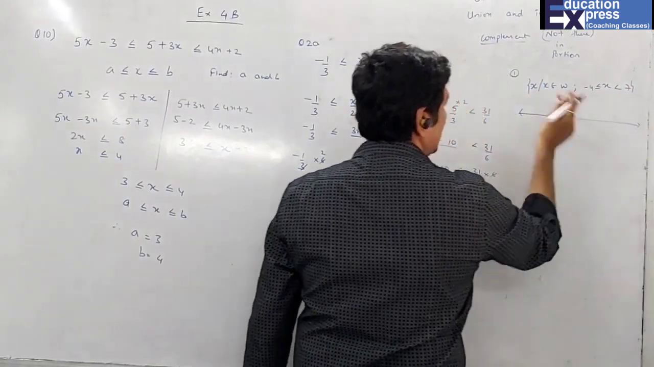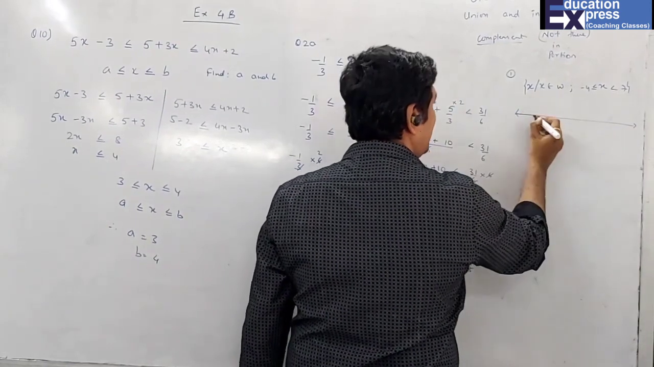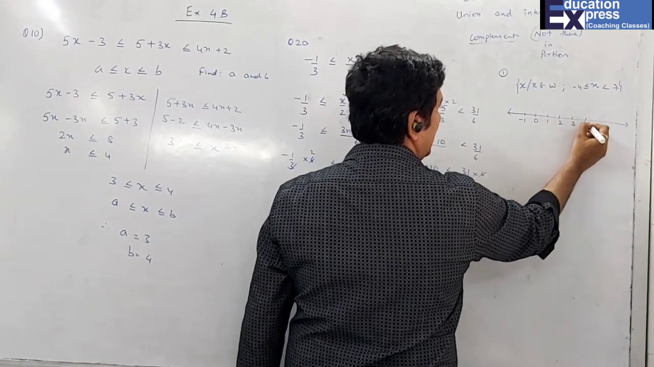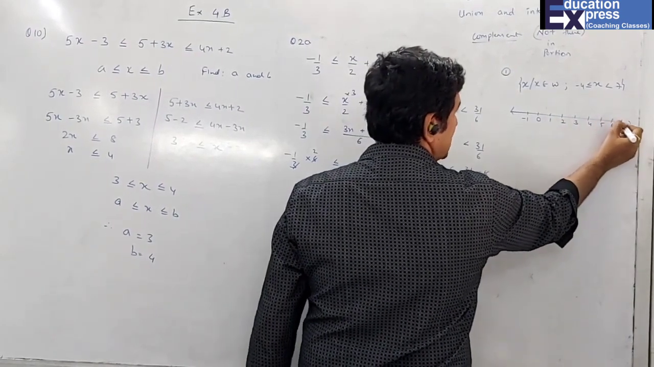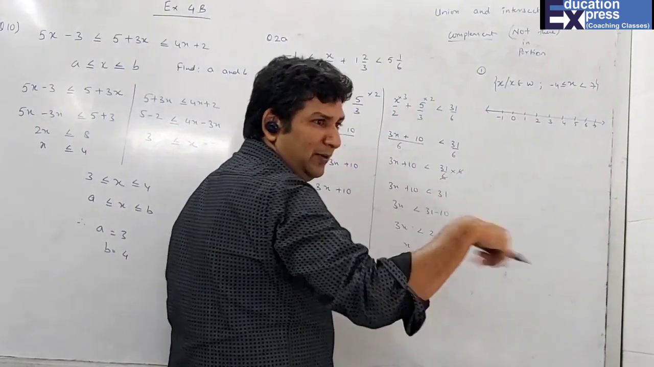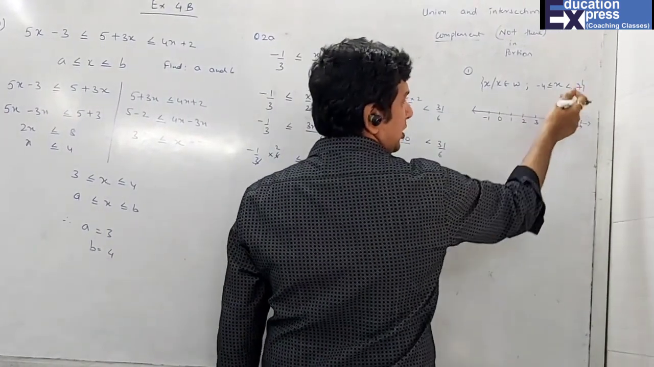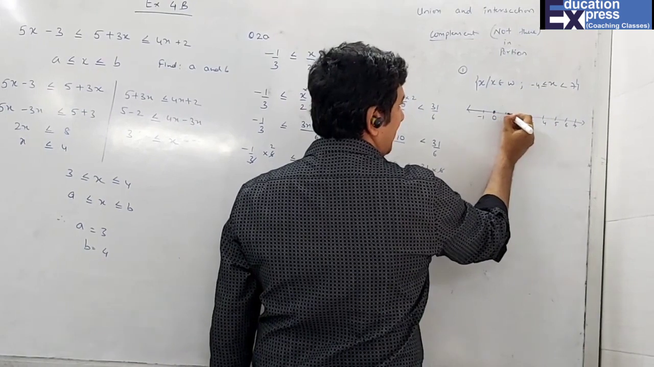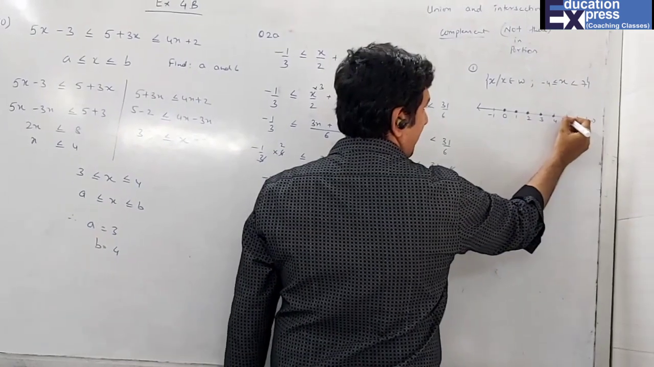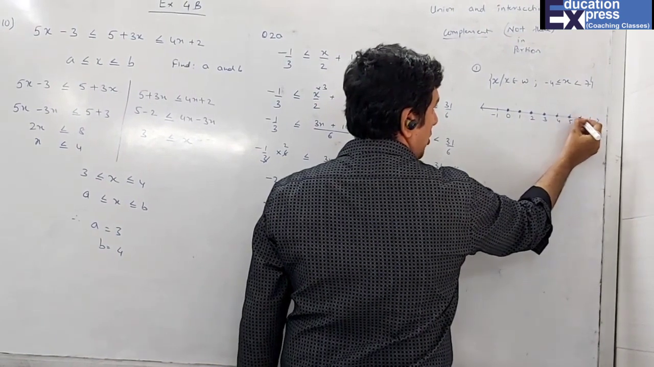whole numbers start only with 0. So I will start definitely with 0, 1, 2, 3, 4, 5, 6, 7. 7 will not be included. But whole numbers means what? In between numbers you can't take. So less than 7, what are the whole numbers? 0 onwards, only the numbers, students. That's all.